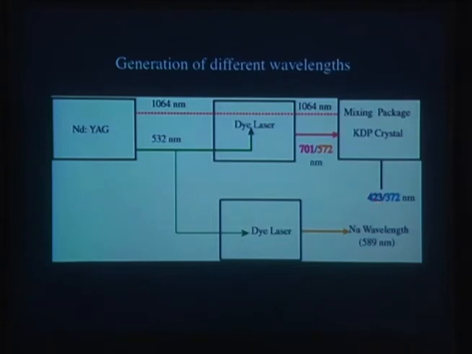So if we are using say LDS dye, we can generate 423, or if we are using rhodamine dye, we can generate 372, which is the resonance wavelength for neutral iron. And for doing sodium, we can just directly pump the dye laser from the second harmonic of the YAG laser, and then we get sodium. Of course, we have to change dyes whenever we make a new metal measurement. So this is a little bit time consuming, but it's worth doing it, as you will see later on.